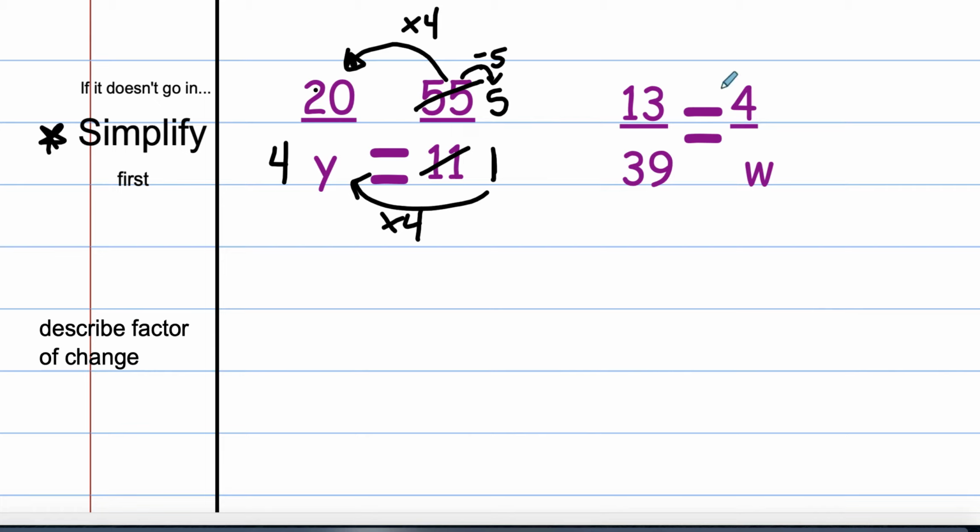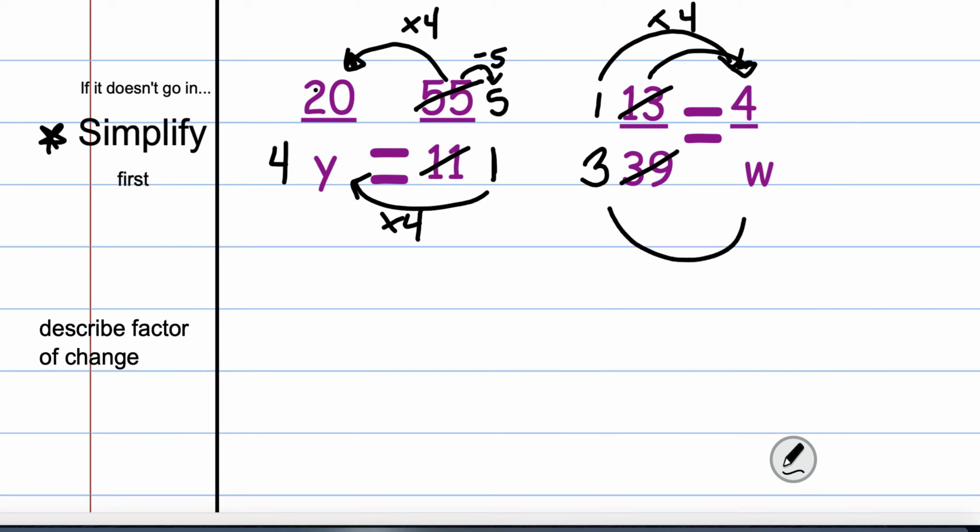Okay, so I take a look. I start on the side that has both. 13 does not go into 4. So I need to simplify. Well, 13 goes into 13 once. 13 goes into 39 3 times. Now I can look and say, yes, 1 to 4 would be times 4, and 3 times 4 is 12.